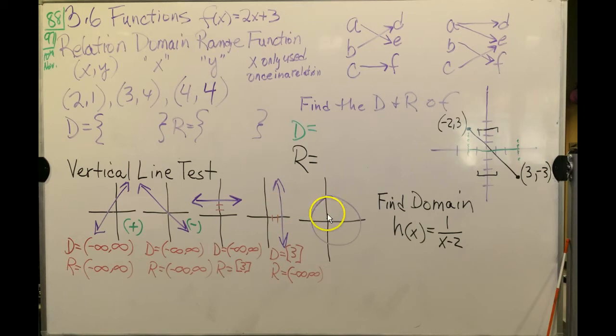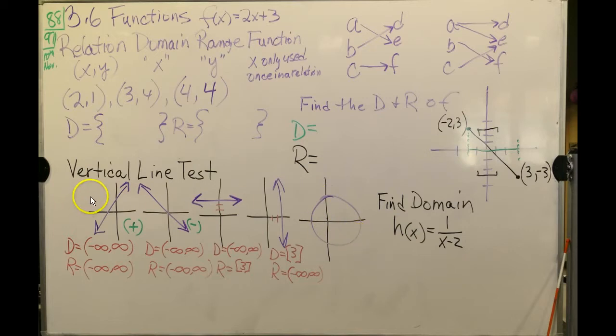And as we look at a circle, bringing that vertical line across, it's going to intersect in 2 places throughout this area here. So this is not a function.